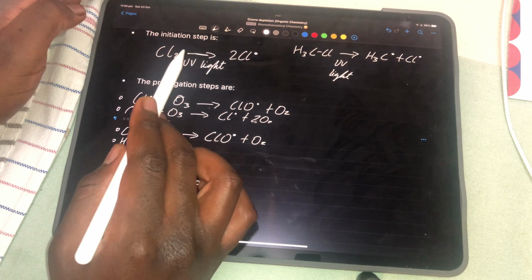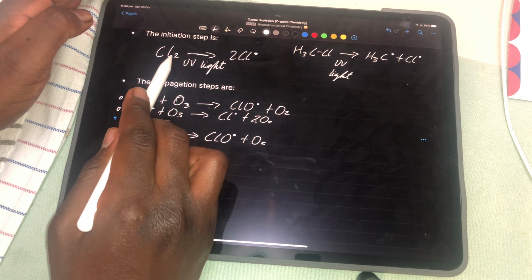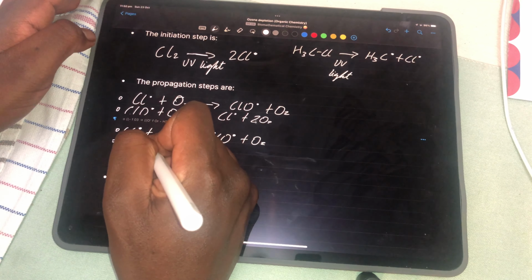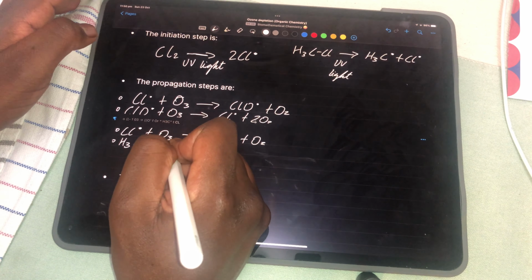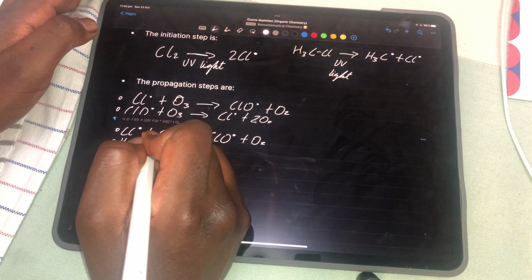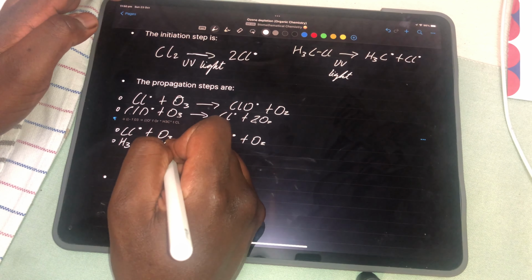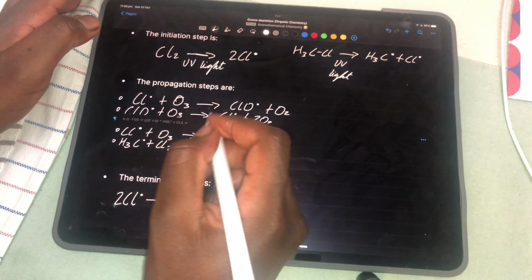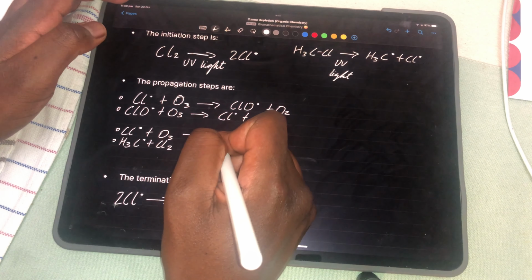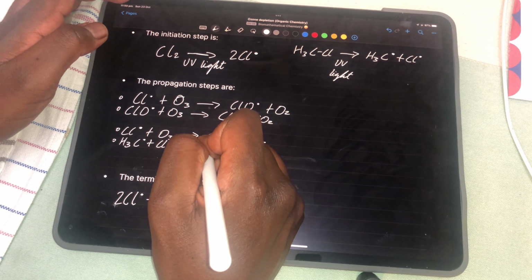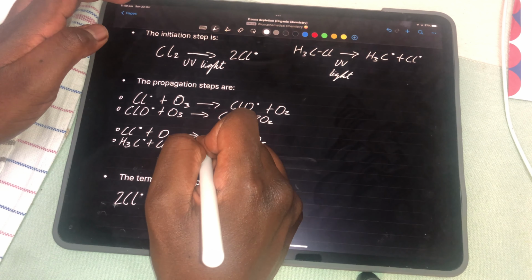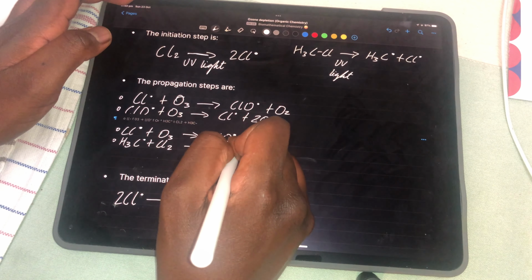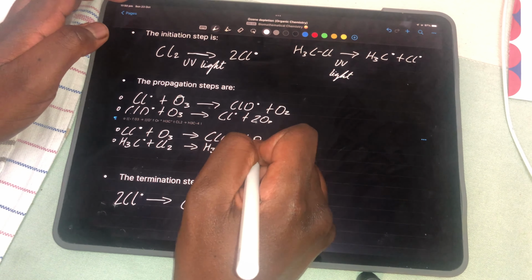So this can be in the propagation step because it could be free floating in the atmosphere. Just remember what a propagation step is: free radicals in the reactants and product side. So you can still have this free radical react, because remember free radicals are very, very reactive. So that can react and you could reform chloromethane, and then form another chlorine radical.